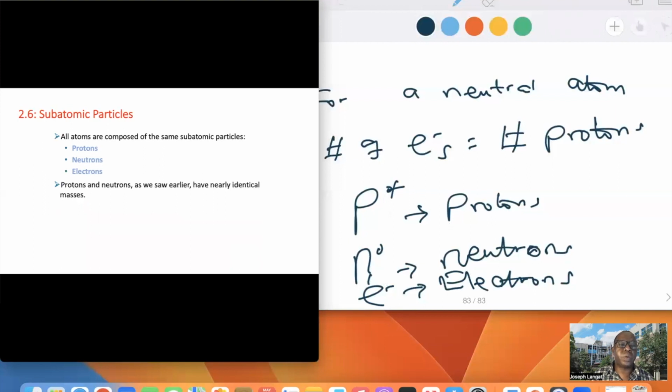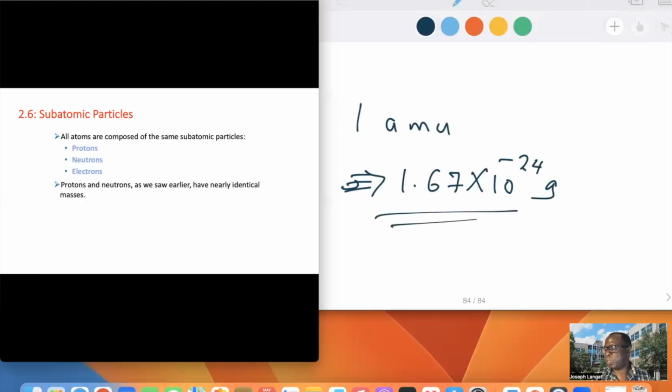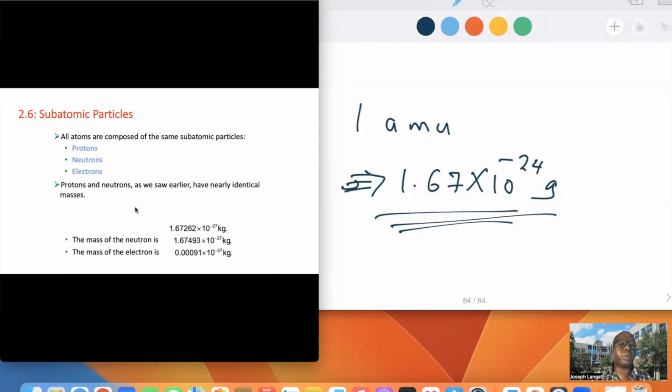Protons and neutrons, as we saw earlier on, have identical masses, and these are the masses: 1 AMU, one atomic mass unit, which in grams is almost the same as 1.67 times 10 raised to negative 24 grams. It's a small number. AMU is the atomic mass unit used by chemists. You have about 23 zeros before you write 167. It's a very small number. These are the masses of protons and neutrons.